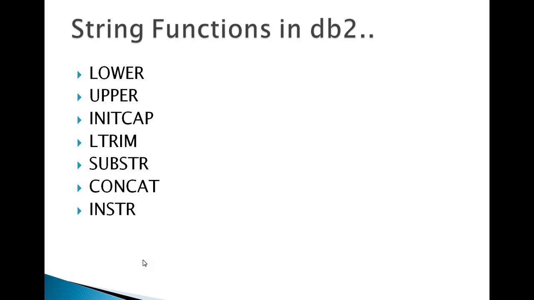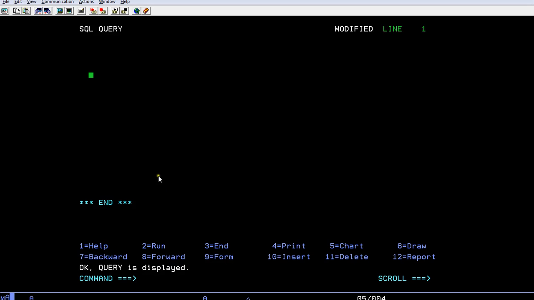So let's connect to the system and see how it will work. As I said, select upper of employee name from emp underscore table one. When I run this, the query is being displayed, so it's taking some time. Press F2, just wait for a moment. Sometimes retrieving the data might take some time. Okay, query displayed.